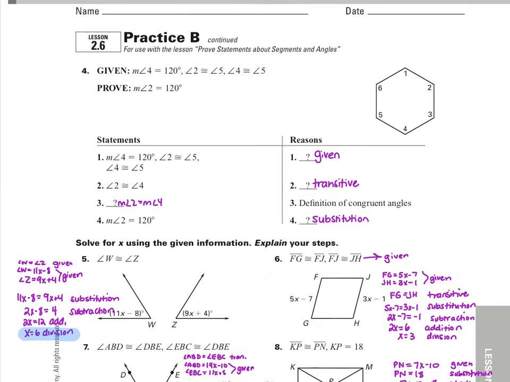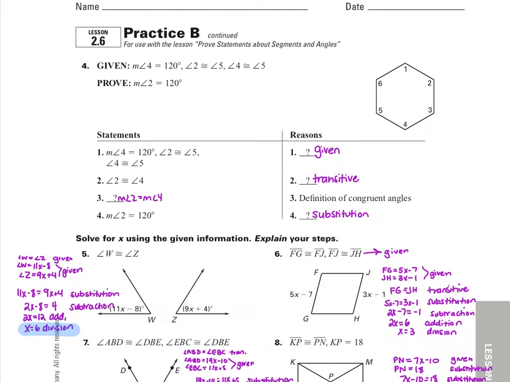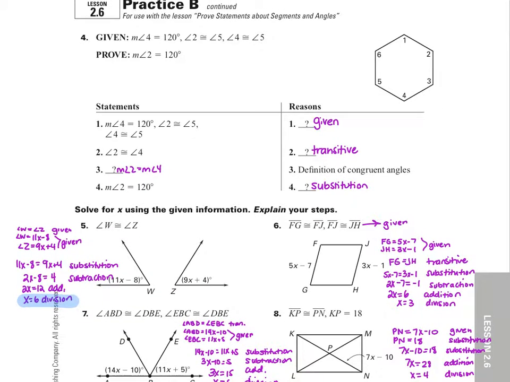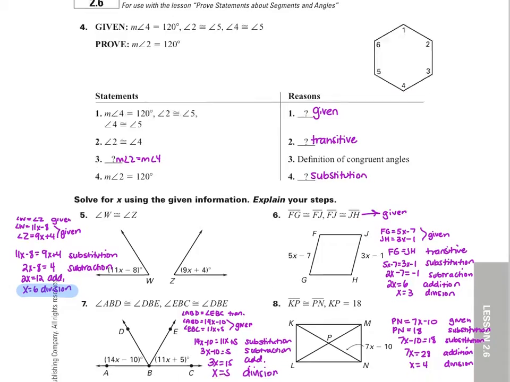4, so you're given all that information, that 4 equals 120, 2 equals 5, and 4 equals 5. If 2 equals 5 and 4 equals 5, then 2 equals 4 would be transitive. If you're going from congruence to equals, that would be the definition of congruent angles. And then if you know that 4 is 120, then 2 would equal 120. That's substitution.